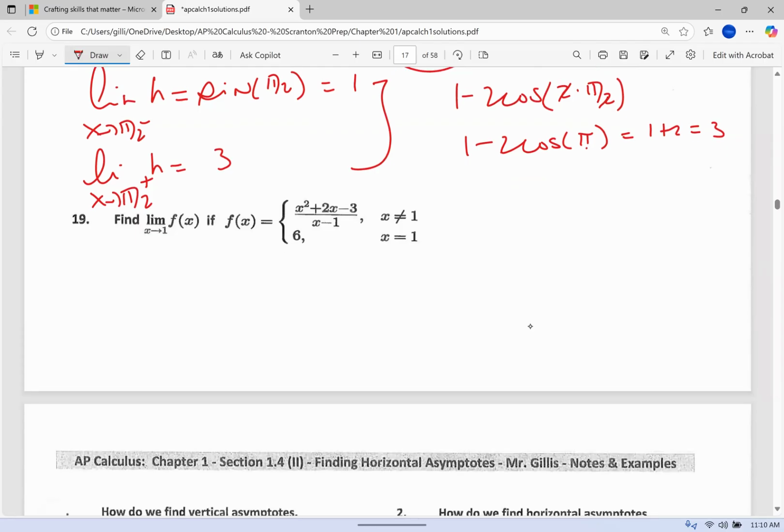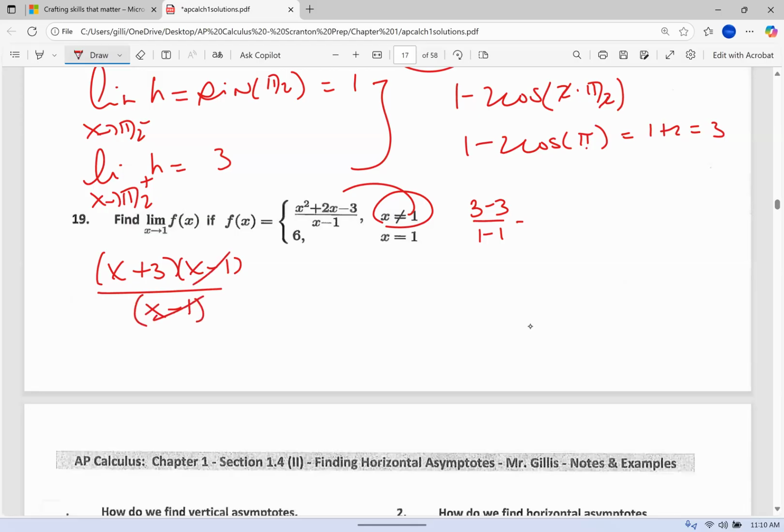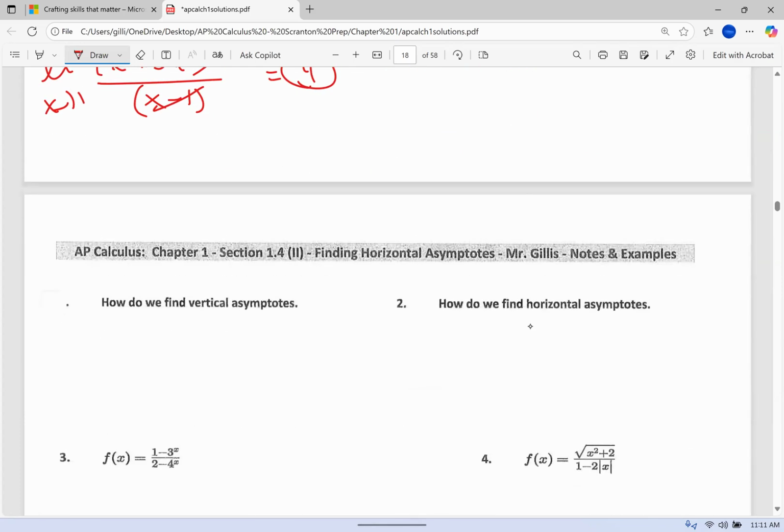And down here, the limit as x approaches 1, I'm going to go to the top piece. If I do direct substitution, I am going to get 3 minus 3 on top over 1 minus 1, 0 over 0. I'm going to try factoring out the top. And this will divide out. And then I'll take my limit as x approaches 1, and I will get an answer of 4. That's where we go for the limit.